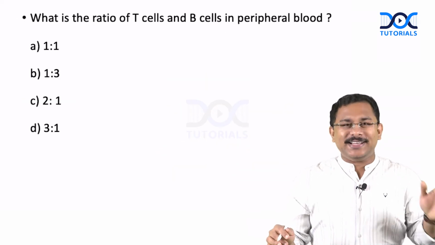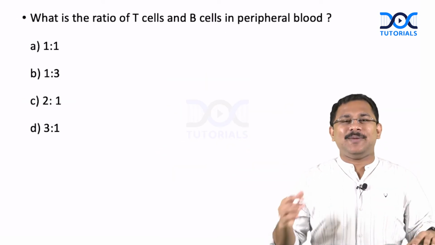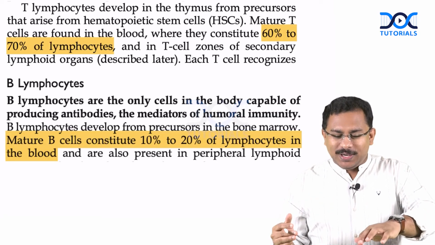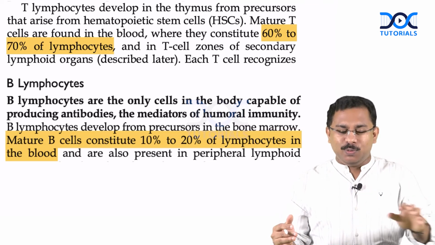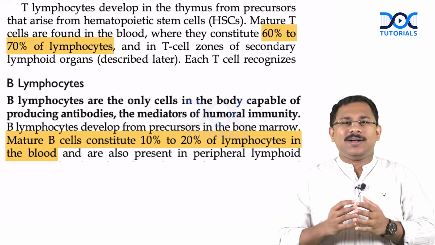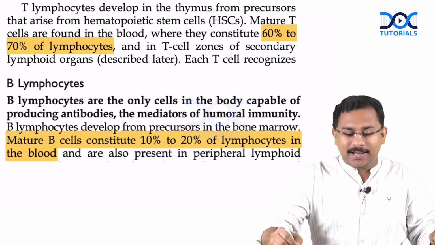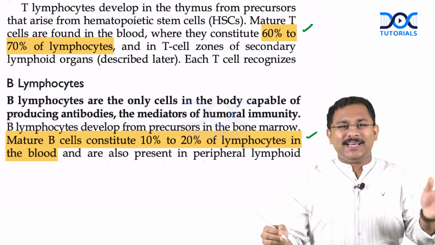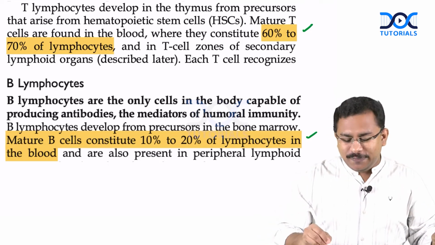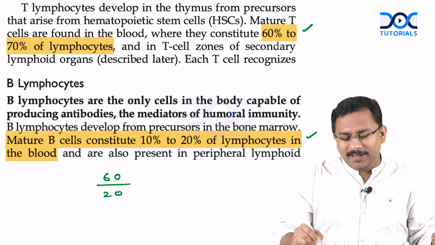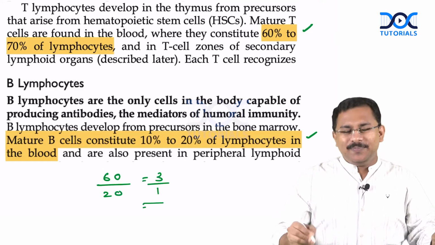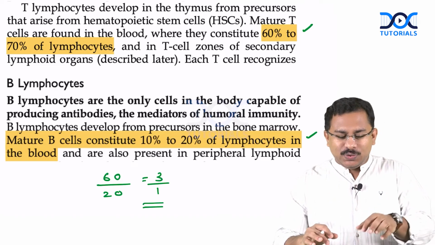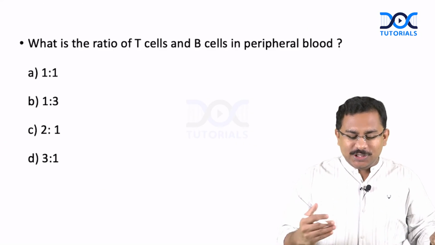Next question, what is the ratio of T cells and B cells in the peripheral blood? Again, a hematology question. Well, let me just show you a screenshot from the Robbins textbook. So the Robbins textbook says the mature T cells are around 60 to 70%, whereas the B lymphocytes are 10 to 20%. So if you take the ratio, it's around 60 by 20, which is almost 3:1. You will see in certain textbooks they have given the ratio as 4:1. So the answer to this is 3:1.